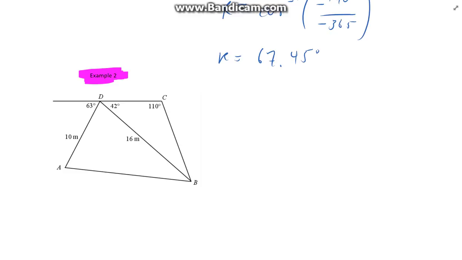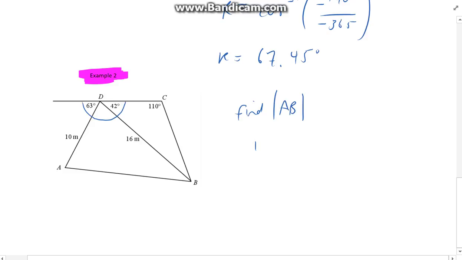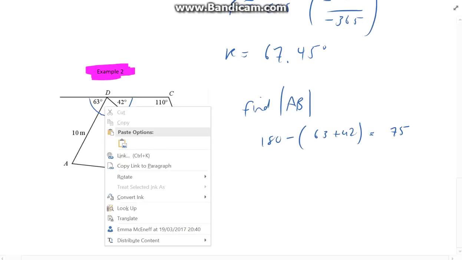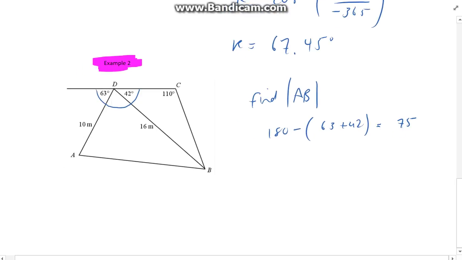Okay, for example 2, I'm quickly just going to try to find AB. So find line AB. I have to figure out, I'm going to use my cosine rule, my sine rule won't work. I need to find this angle here though. And we know that the three of them together make up 180, so it's going to be 180 minus 63 plus 42, which will give me 75. So I know that this angle here is 75 degrees. So now I can go about finding it.